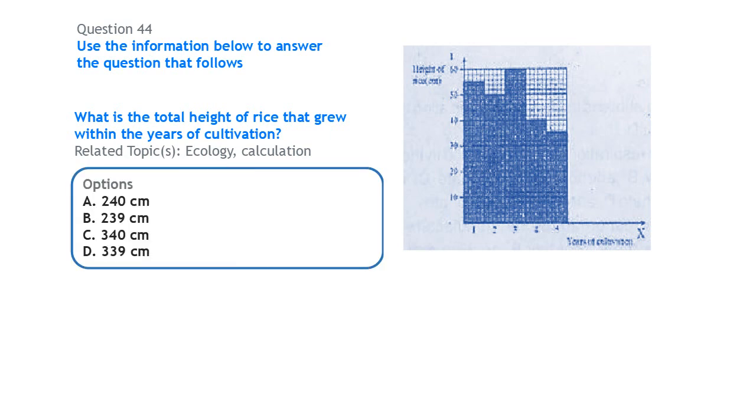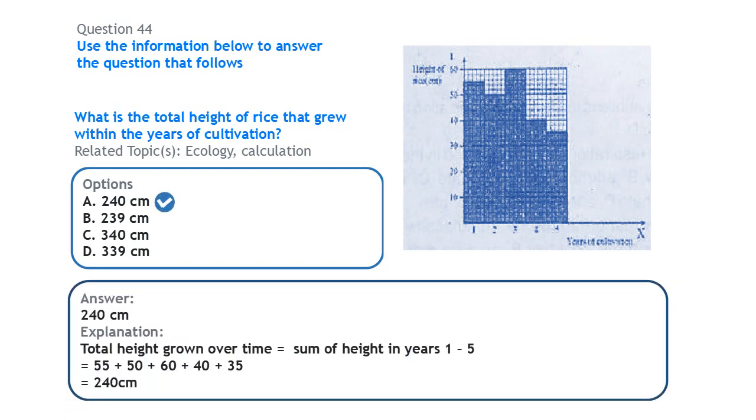Okay, so here we have a diagram, and we use the diagram to answer the question. The question here is, what is the total height of rice that grew within the years of cultivation? So we have height of rice on this axis and the years of cultivation on this axis, and we have to find the total height of rice that grew within the years of cultivation.